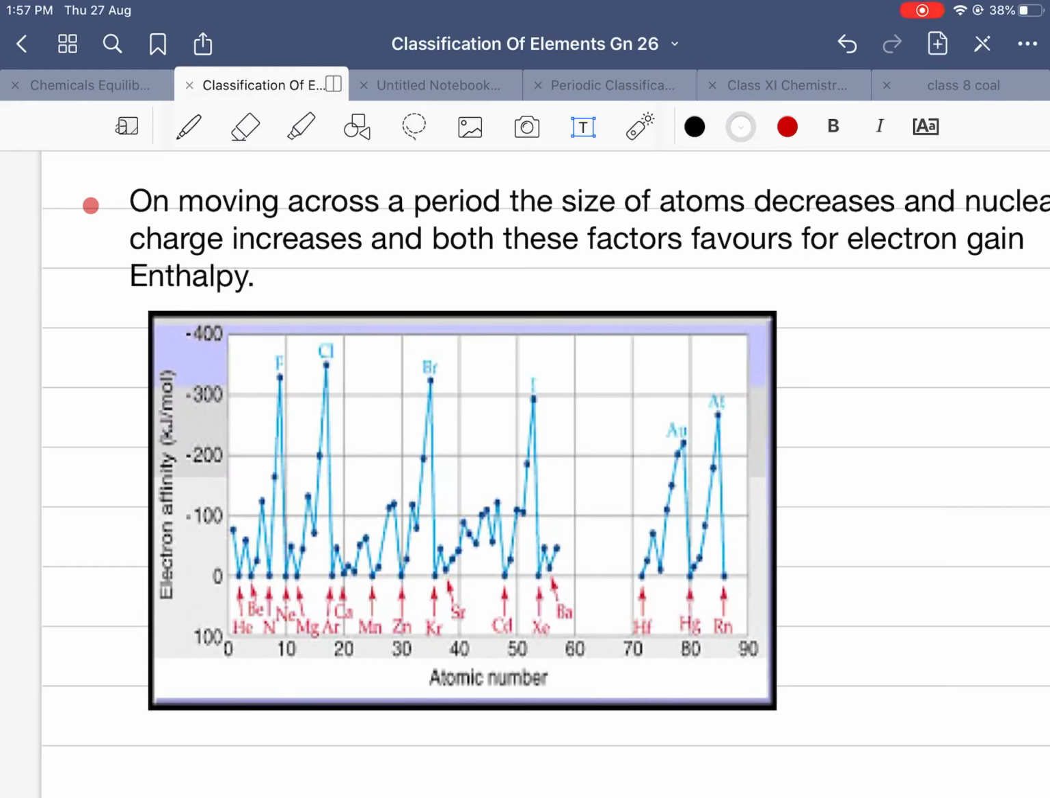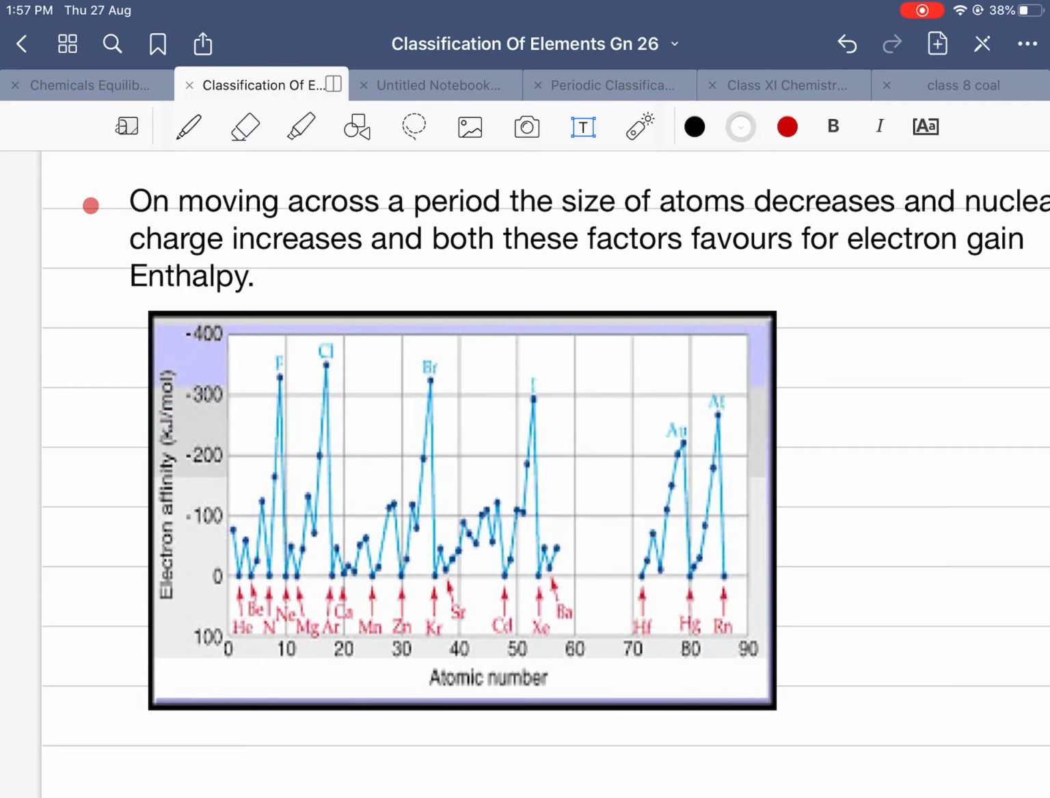For example, the electron gain enthalpy of oxygen has a value of 101 kilojoule per mole, which means the process is exothermic. The electron gain enthalpy of the oxide ion is highly positive, that is 780 kilojoule per mole, which means the process is endothermic even though the oxide ion has a stable noble gas configuration.